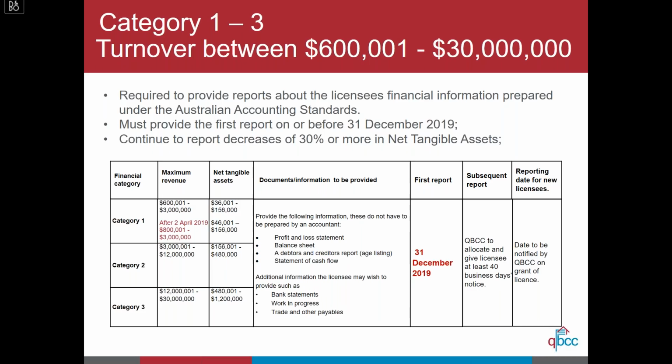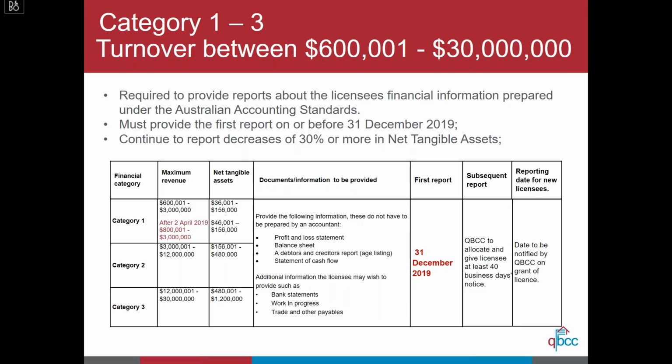So you can see there that in that middle bracket here, you will also need to give us your profit and loss information. You will also be required to fill out a balance sheet. You'll have to give us a statement of cash flows. Now, these are due on or before the 31st of December. And like SC1 and SC2 licensees, from 2020 onwards, you will be allocated your own annual reporting date.